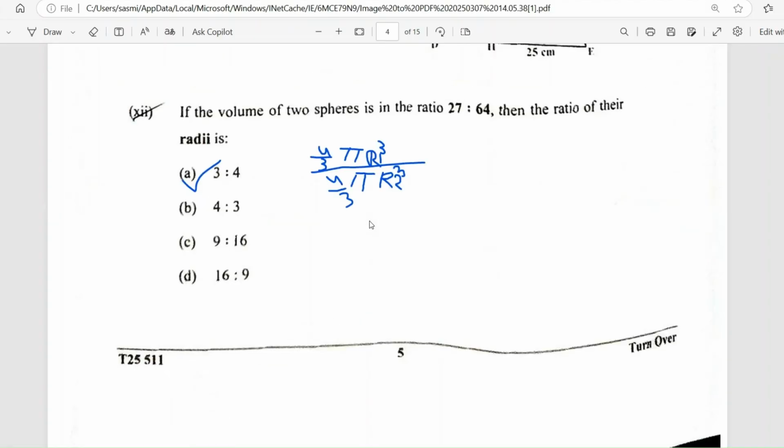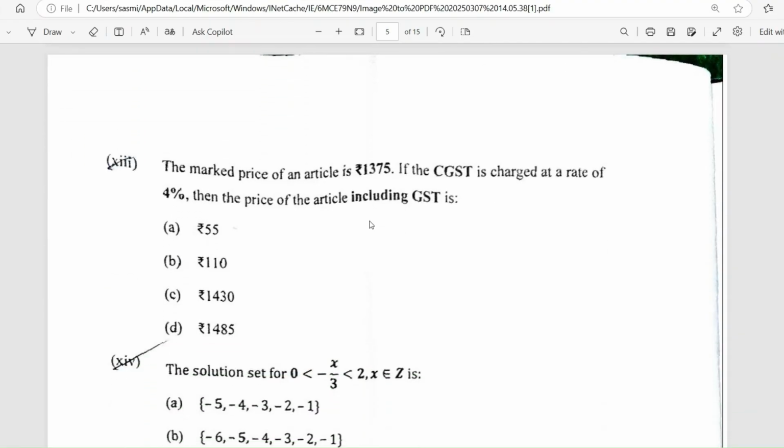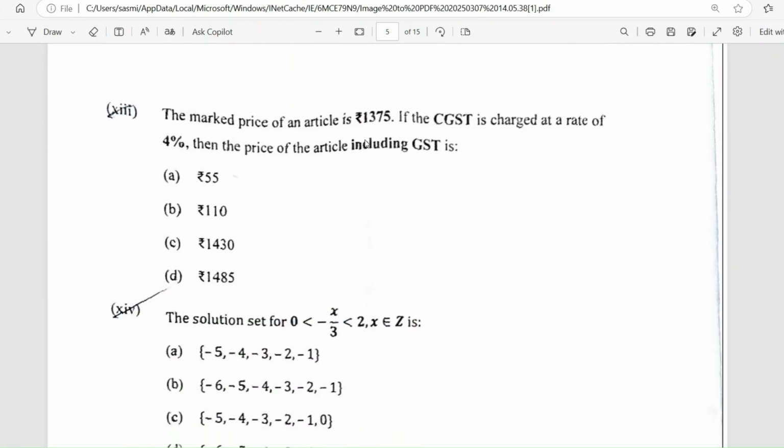Now come to question number 13. The marked price of an article is 1375. If the CGST is charged at a rate of 4%, then find the price of the article including GST.